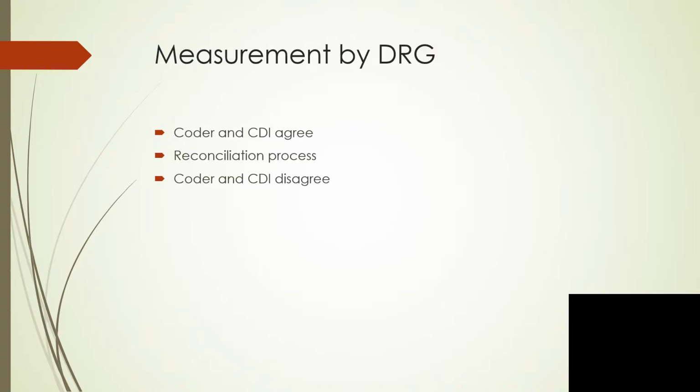Another way that you look at improvement by DRG is if the coder and the CDI agree. So if you have CDI staff that are concurrently reviewing the records and they're putting on a working DRG, there are reports that after coding that you can generate that say what percentage did your coder and CDI DRG agree, and if that's too low, then that's a flag to you that something's going on.